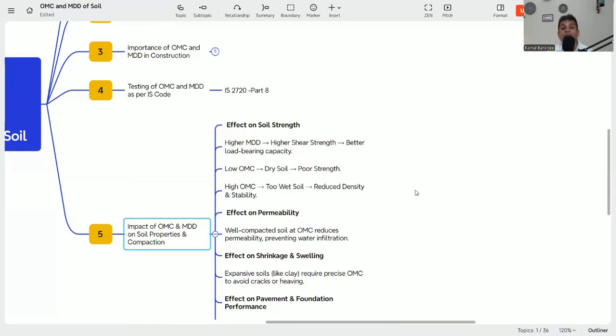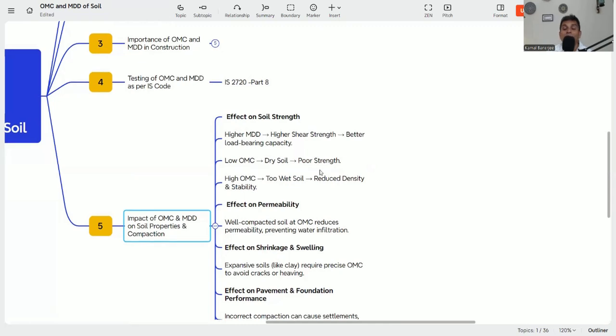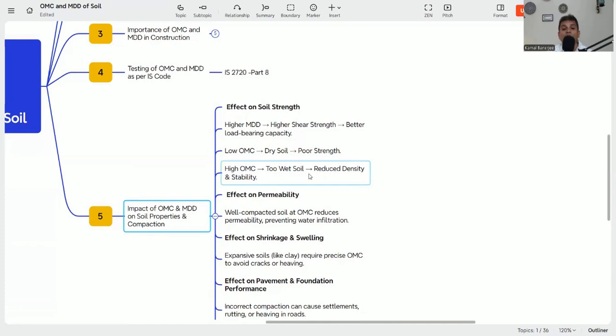Its effects on soil strength: higher MDD, higher shear strength, better load bearing capacity. Low OMC, dry soil and poor strength, which means we cannot use that soil for our structural purpose. High OMC, too wet soil, reduced density and stability. So less OMC is also not good, and higher OMC is also not good. We need to find that optimal point where the moisture content is optimum and the dry density is maximum. We need to find out that optimal point in order to get the soil strength.